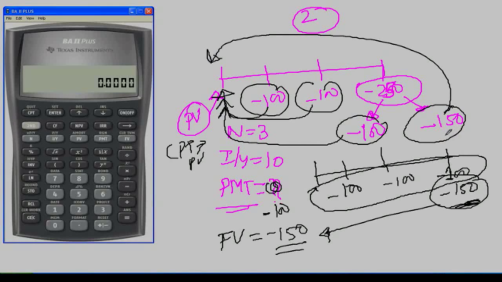Now how is 150 being used as FV? Because this is the money that you have in the future. You have a total of 250 in the future. We are dividing this into two parts, 100 and 150. 100 will be taken care of by this PMT and 150 is extra.